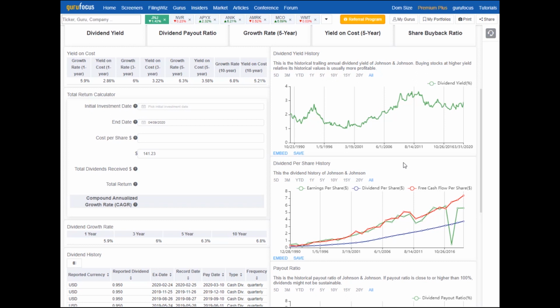If you look at this chart, you can see this green line here. It's Johnson & Johnson's earnings per share. The red line is the free cash flow per share, and this blue line is the dividend per share. You can see that for many years, the dividend per share of Johnson & Johnson is much lower than the cash flow and the earnings the company makes. From this, I can have very good confidence that Johnson & Johnson's dividend is safe.